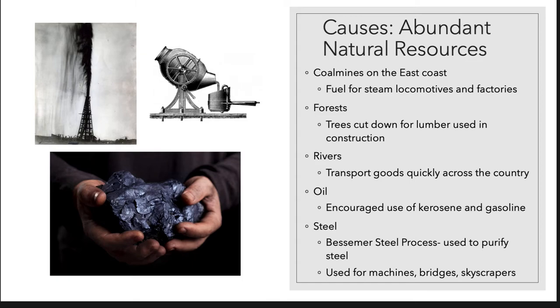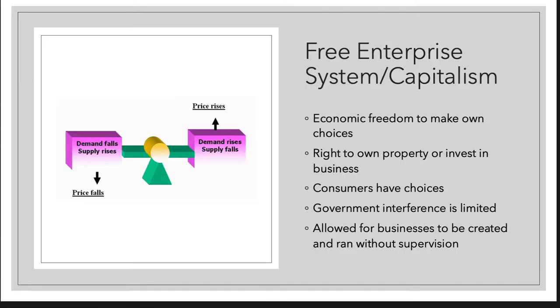Very important. Another cause for this industrial revolution is the fact that we had a free enterprise system in the United States. Our economic system is capitalism. We have economic freedom to make our own choices. We have the right to own property, to invest in businesses. Consumers have choices in what they want to purchase, what they want to make. The government interference is very limited. At this time, we're going to refer to that as laissez-faire, hands off.